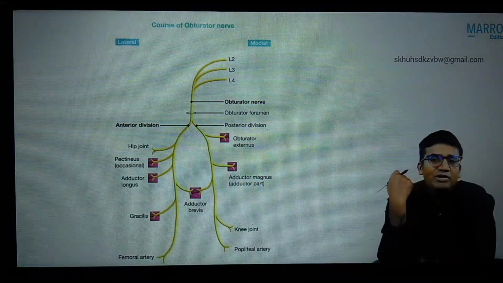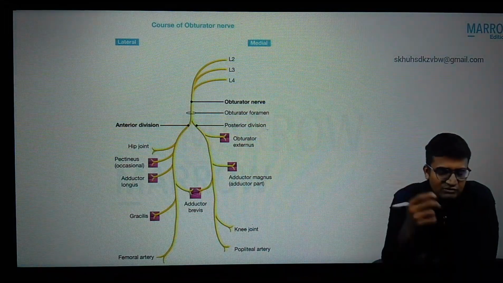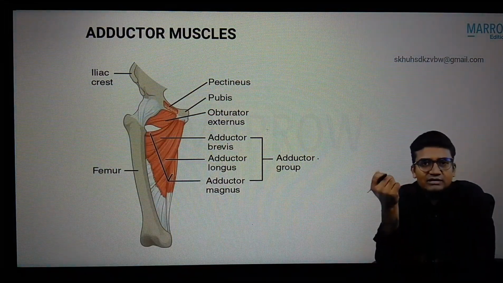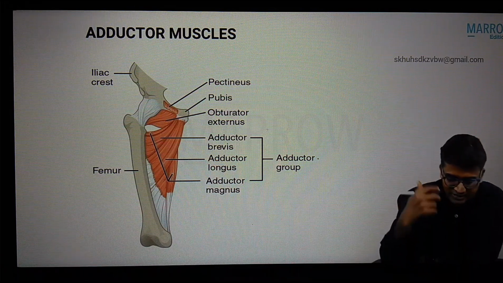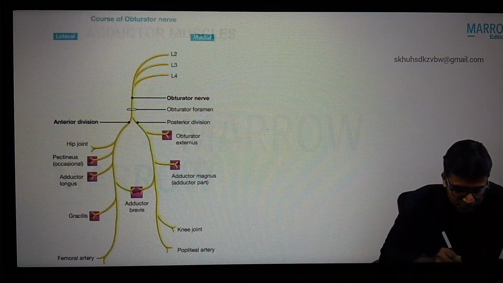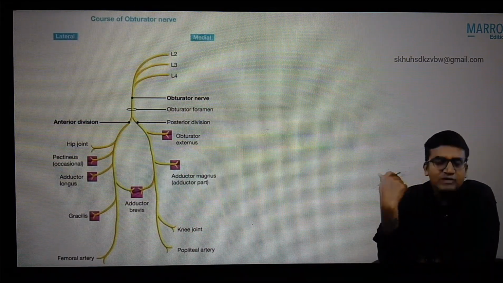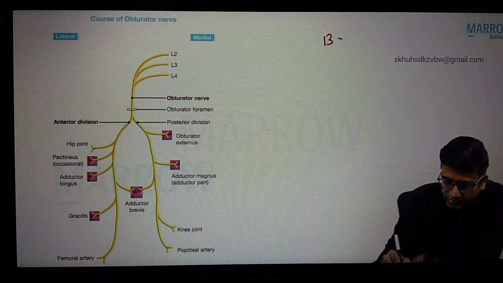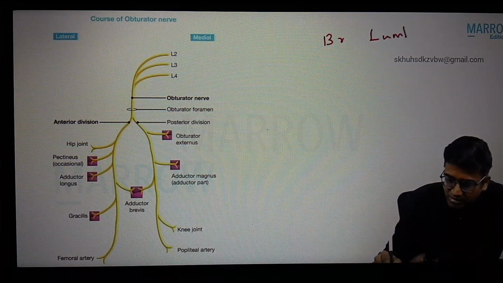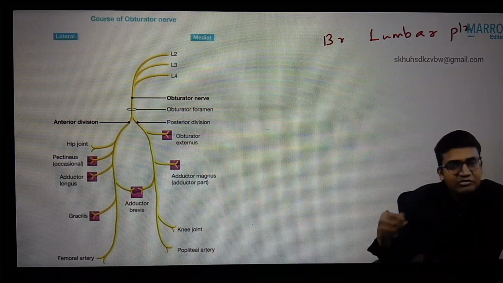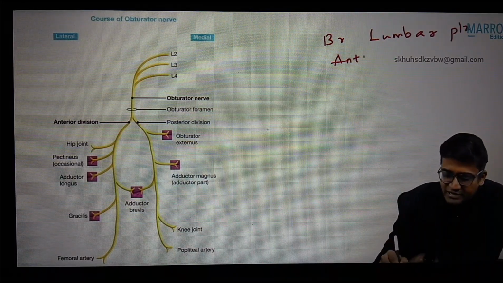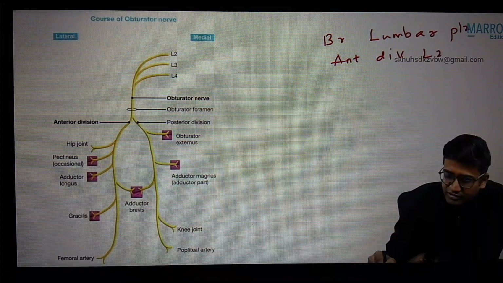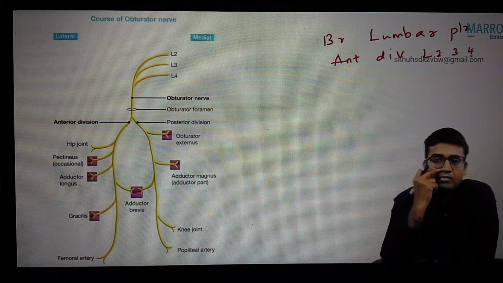Now next, we're going to discuss the obturator nerve. See, obturator nerve, I told you already, it is a nerve of the medial compartment of thigh, that's adductor muscles. Okay, right. So now, see the diagram. The obturator nerve is a branch of the lumbar plexus. Again, we know the root value. It is the anterior division of L2, L3, L4.